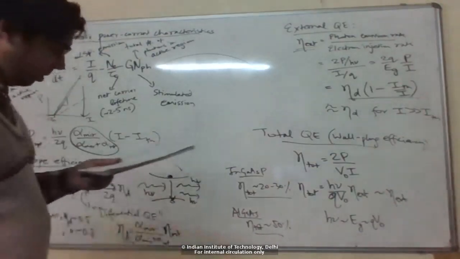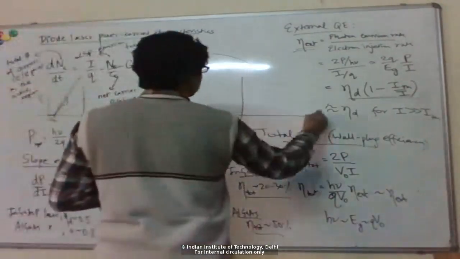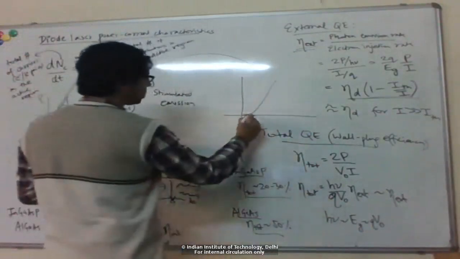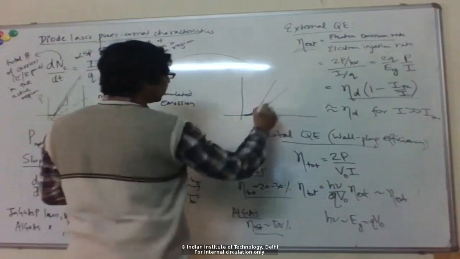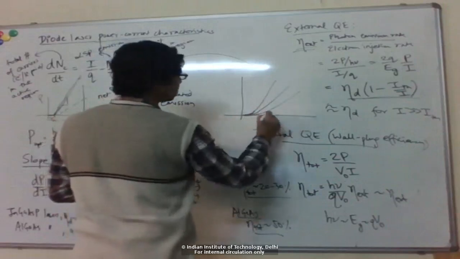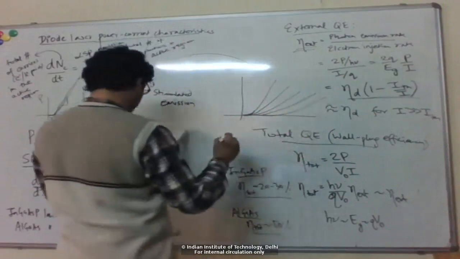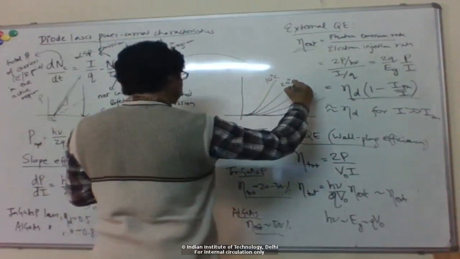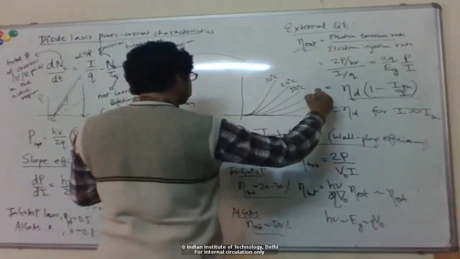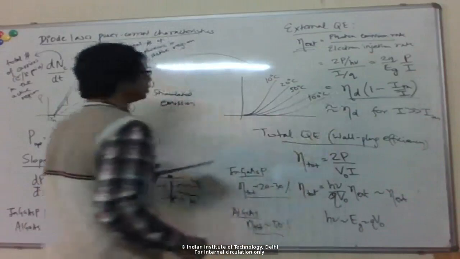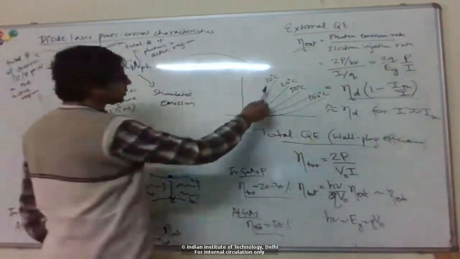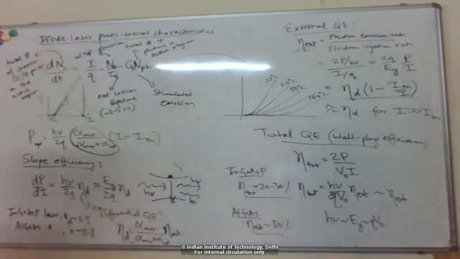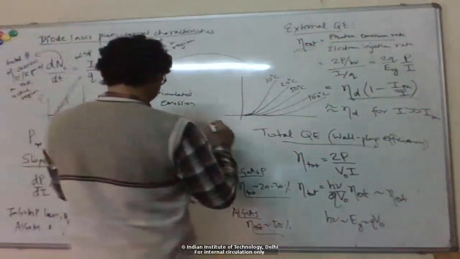And we already talked about this, that if you look at the characteristics for increasing temperature, what happens is that the threshold current increases and also the slope decreases. Okay, so these are for like 10 degrees Celsius, 20, 50, 100. So as the temperature increases, not only does the threshold current increase, but the slope efficiency also keeps falling down. So that's why temperature control is very important.